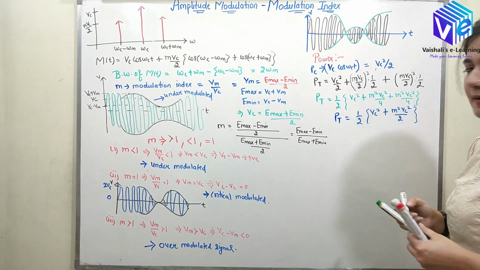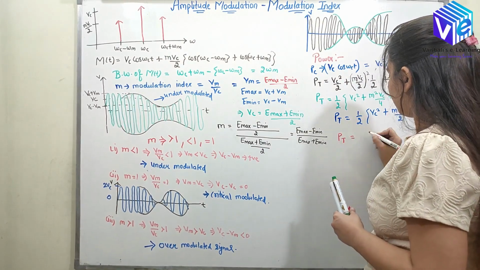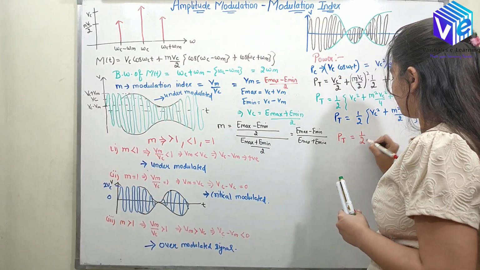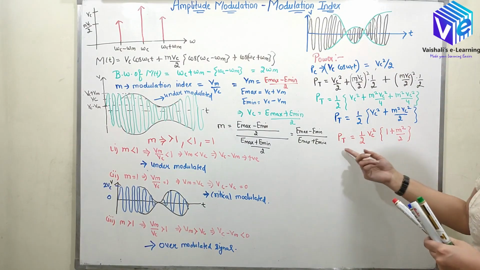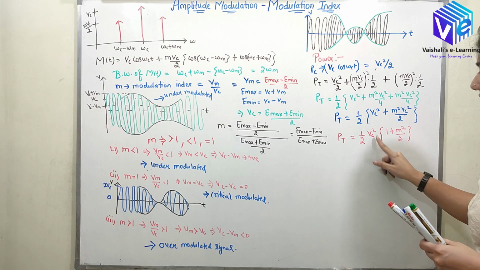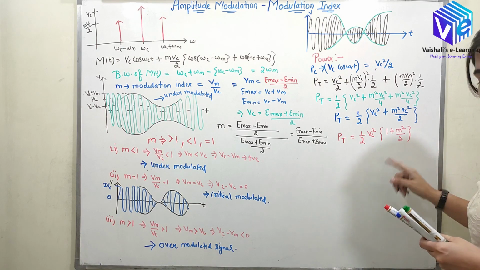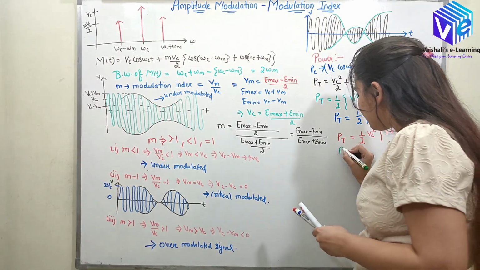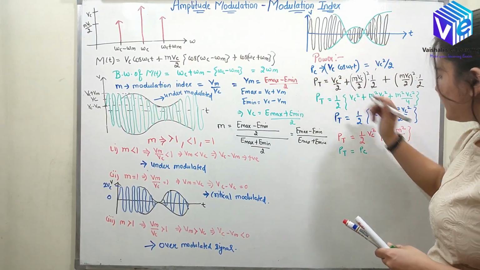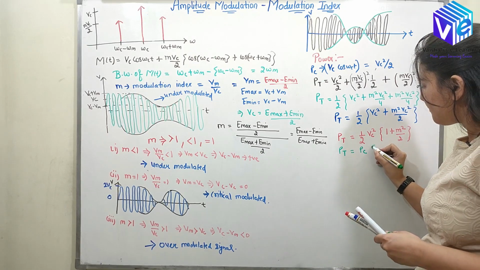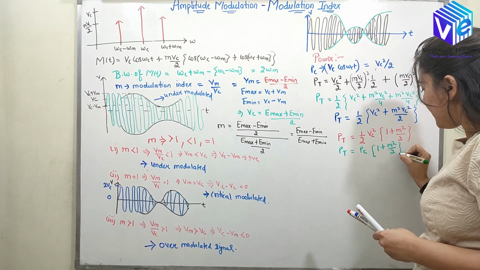So this is my total power now. I represented the total power as half of Vc square. I took this Vc square common, so I am left with 1 plus m square by 2. So now Pt is equal to, this is Pc, the power of the carrier signal, half Vc square. So the power of the carrier signal multiplied by 1 plus m square by 2.